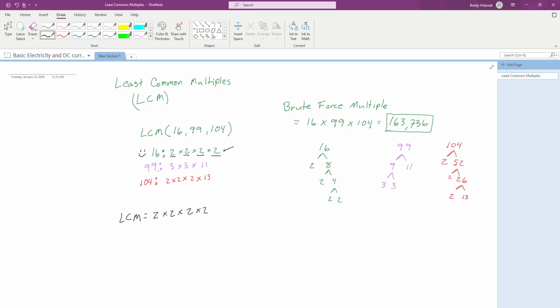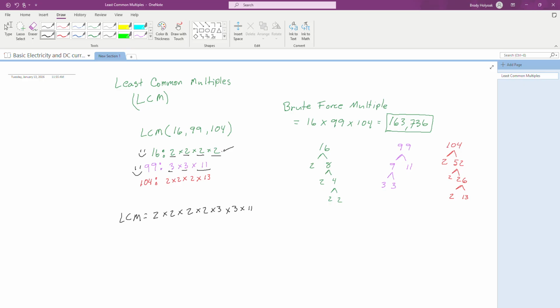Okay, now I'm going to look at 99. So 99 has to have factors of 3, 3, and 11 in it for it to be happy. Right now, there is no 3, 3, or 11 in there. So we have to add them. So times 3, that takes care of this one. Times 3 takes care of that one. And times 11 takes care of that one. So now 99 has the factors it needs, a 3, 3, and 11, in my final answer.